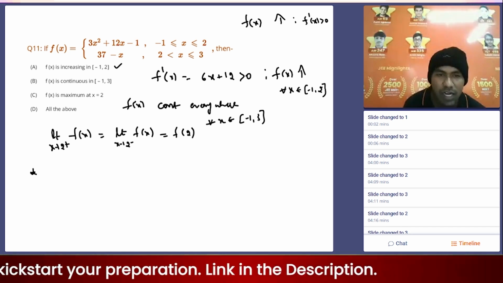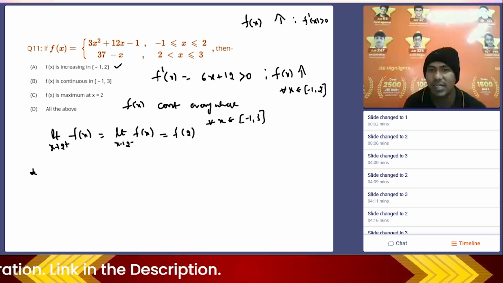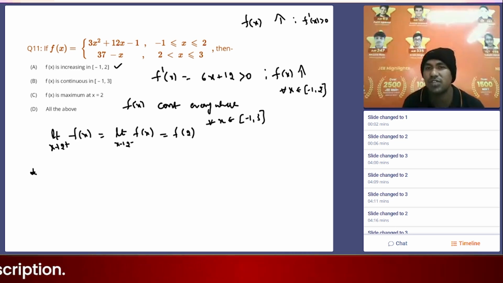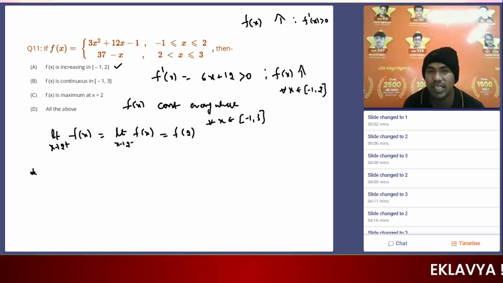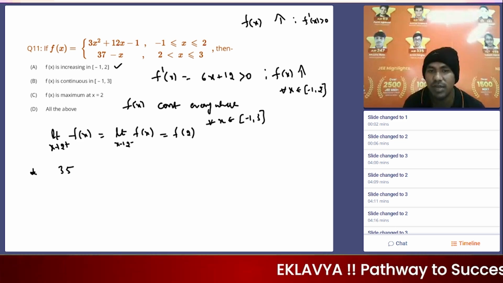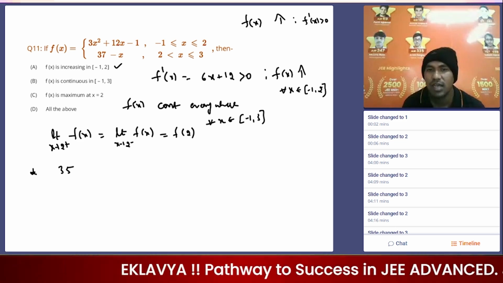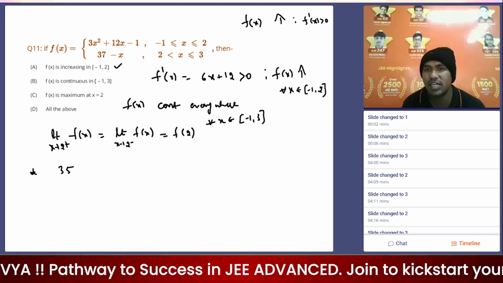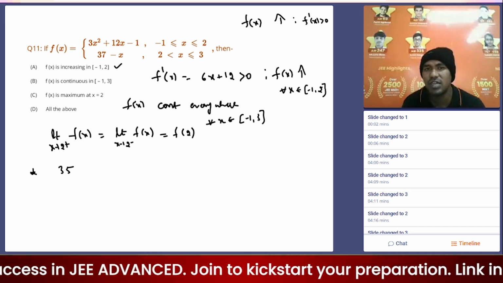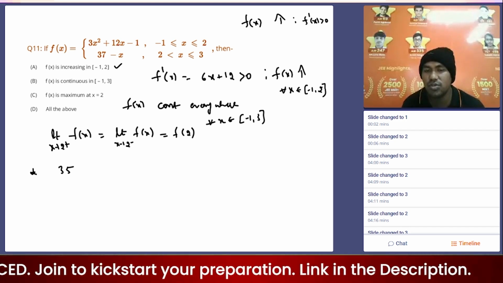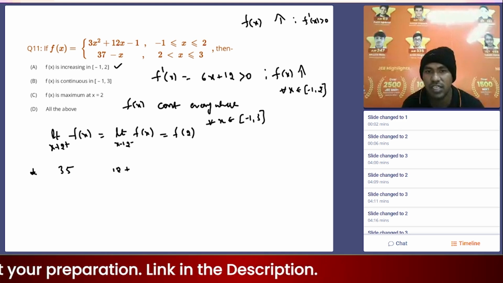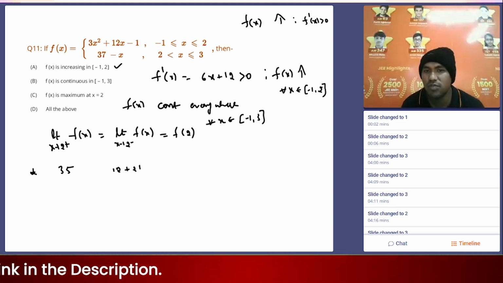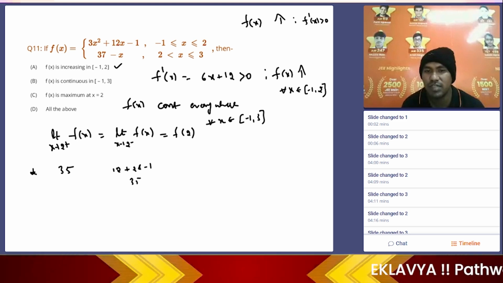Now for that, x tends to 2 plus, that means x greater than 2. For x greater than 2, which function do we have? 37 minus x. If you write 37 minus 2, that will become 35 only. And x tends to 2 minus, x less than 2, this is our function. If you substitute here, 3 into 2 square, that will be 4, 4 3 is 12, plus 12 2 is 24, minus 1. So 36 minus 1, that is 35 only.